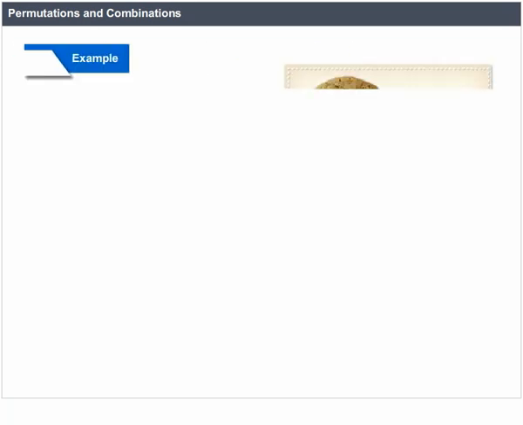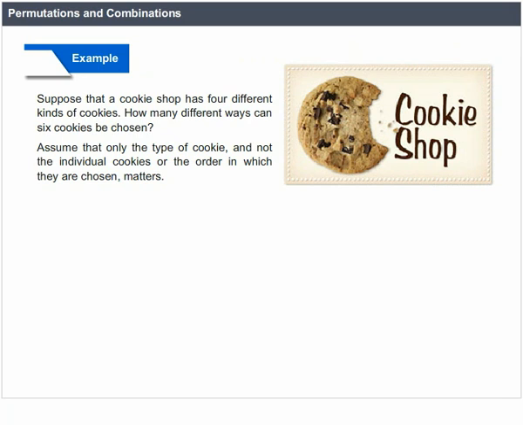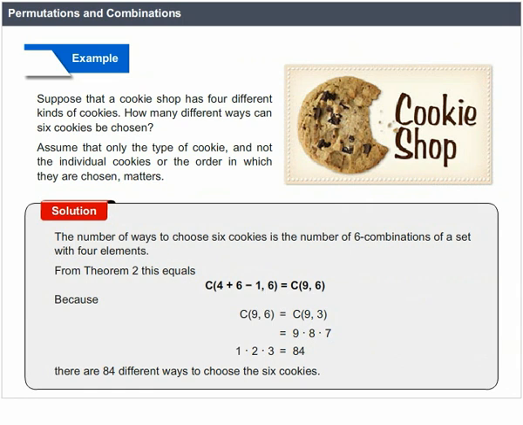Suppose that a cookie shop has 4 different kinds of cookies. How many different ways can 6 cookies be chosen? Assume that only the type of cookie, and not the individual cookies or the order in which they are chosen, matters. Solution. The number of ways is the number of 6-combinations of a set with 4 elements. From Theorem 2, this equals C(4+6-1, 6) = C(9,6). Because C(9,6) = C(9,3) = (9 × 8 × 7)/(1 × 2 × 3) = 84, there are 84 different ways to choose the 6 cookies.